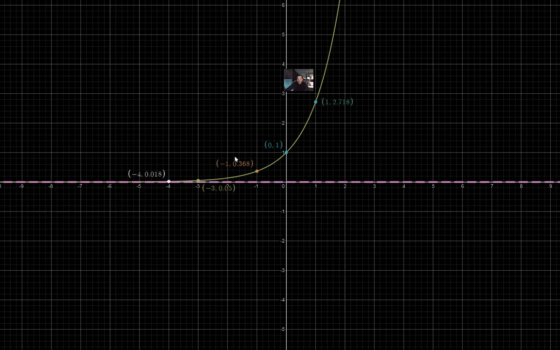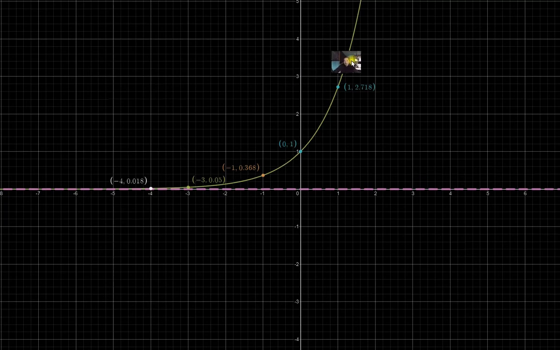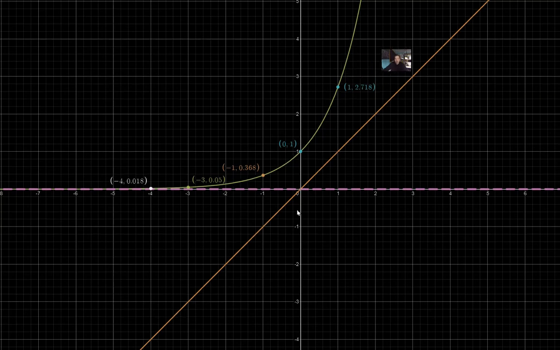So now we have these points. We want to look at their mirror images across y equals x. What does that mean? The way to do it is you just switch the x and the y. You see this point below me has an x value of 1 and a y value of about 2.718, which is the value of e. You just switch those and that gives you a new point. So let me mark the line y equals x next. This is y equals x, this line right here, angled.